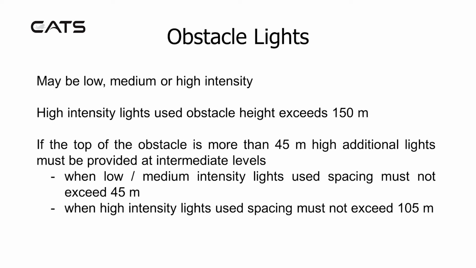Obstacle lights. These may be low, medium or high intensity. High intensity lights are used when the obstacle height exceeds 150 metres. If the top of the obstacle is more than 45 metres high, additional lights must be provided at intermediate levels. When low, medium intensity lights are used, the spacing must not exceed 45 metres. When high intensity lights are used, the spacing must not exceed 105 metres.